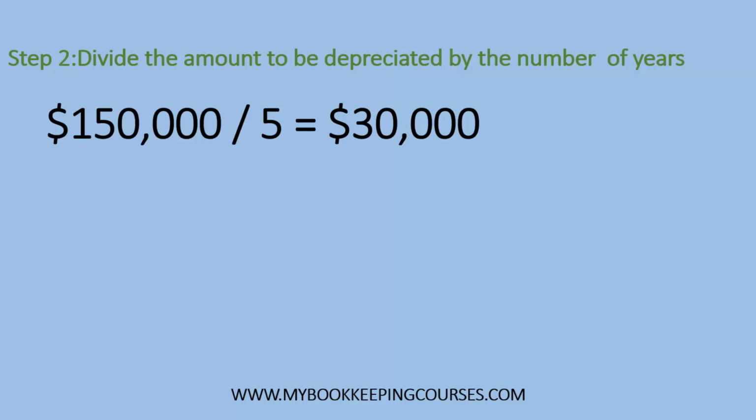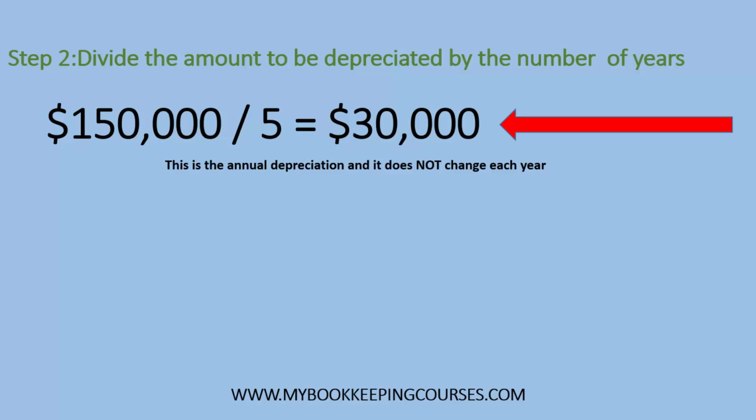So the 150,000 divided by 5 years, because there's an estimated life of 5 years, is going to give us 30,000. Now this 30,000 is the annual depreciation, and the annual depreciation does not change each year when you're using straight line depreciation.